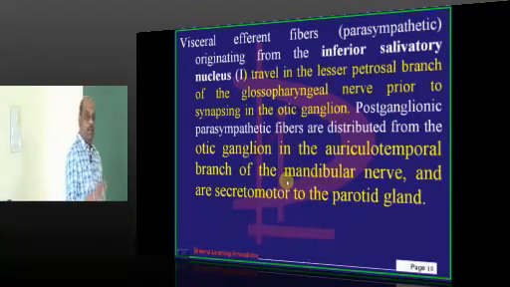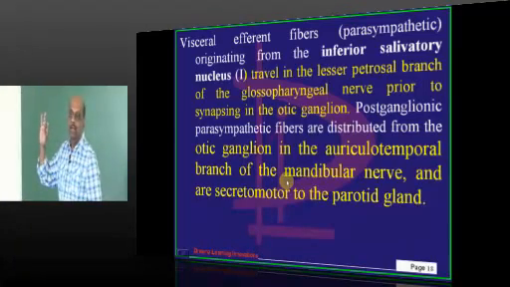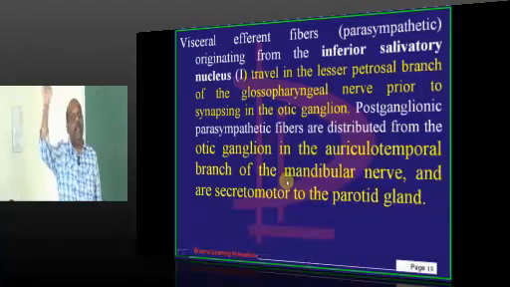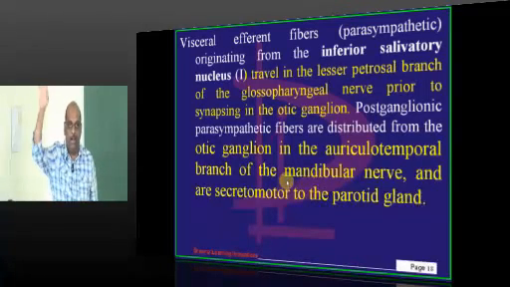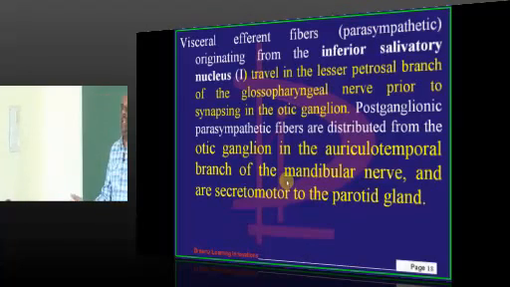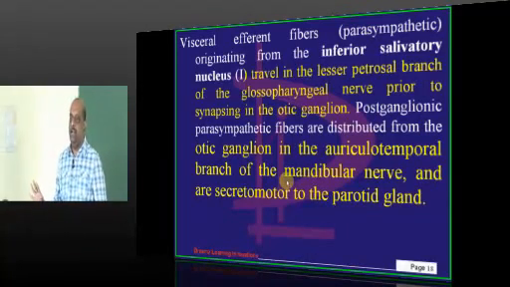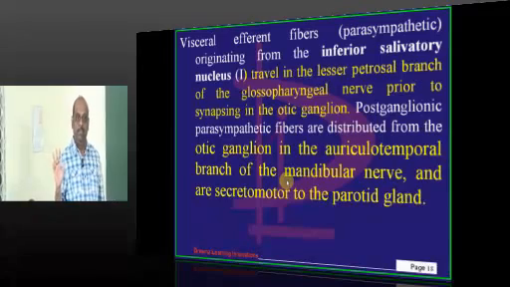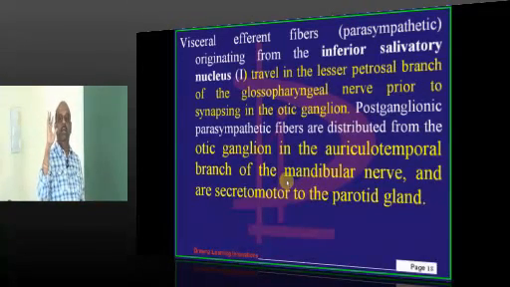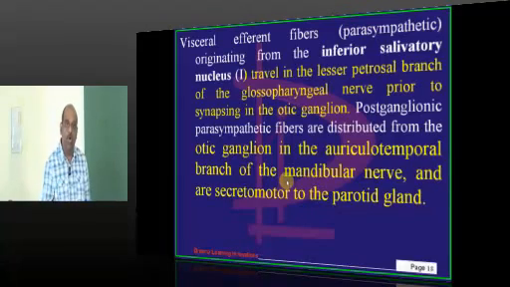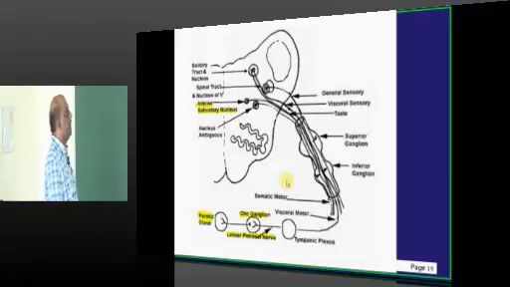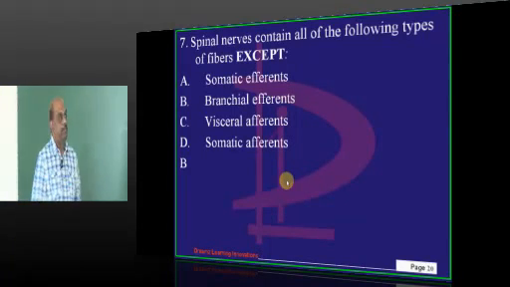So to summarize: lacrimal, nasal, palatine, superior salivatory nucleus, greater petrosal nerve, pterygopalatine ganglion. You will remember the 4 buzzwords only. Inferior salivatory nucleus, lesser petrosal nerve, glossopharyngeal nerve, otic ganglion, secretomotor fibers to parotid, and auriculotemporal division of the mandibular. So these are the buzzwords which you need to remember as a group.